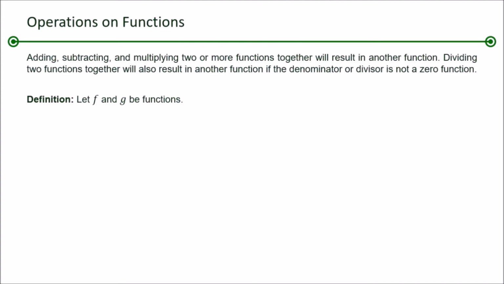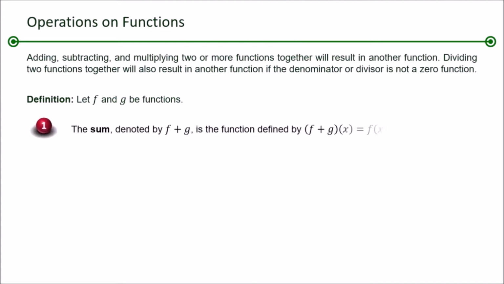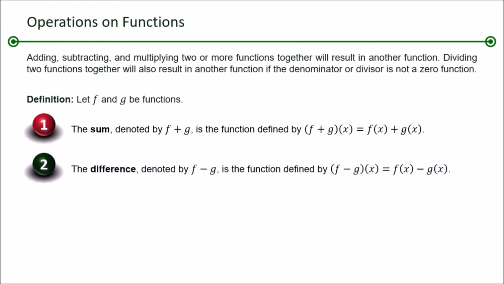Definition. Let f and g be functions. The sum denoted by f plus g is the function defined by (f plus g)(x) equals f(x) plus g(x). The difference denoted by f minus g is the function defined by (f minus g)(x) equals f(x) minus g(x).